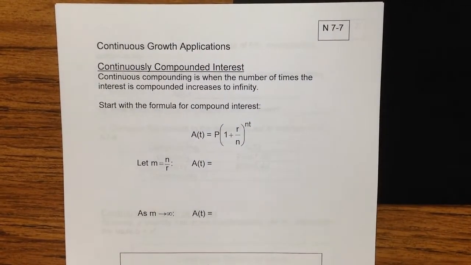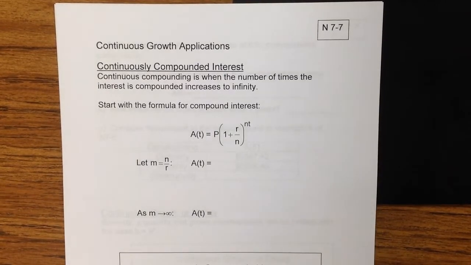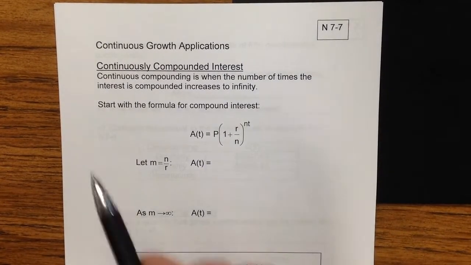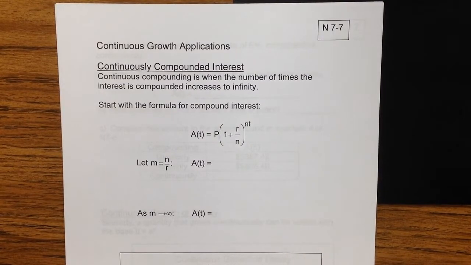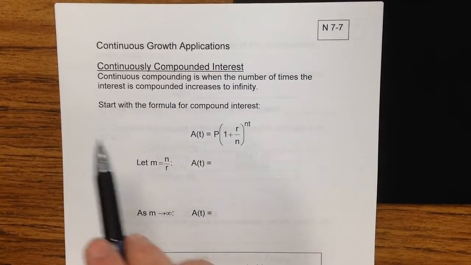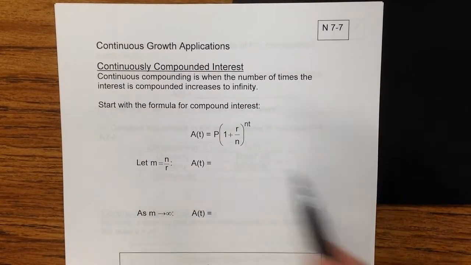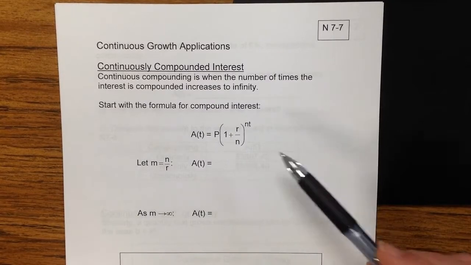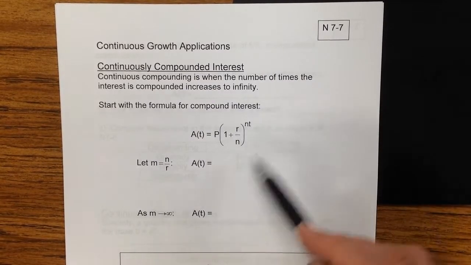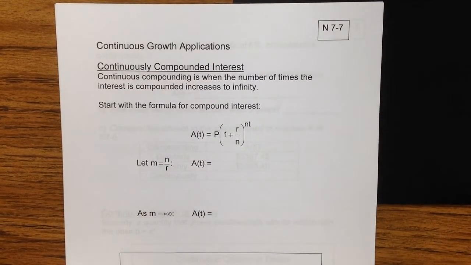So, continuously compounded interest. Continuous compounding is when the number of times the interest is compounded increases to infinity. So we're going to show you why this is what it is before we get to the formula itself. Start with the formula for compound interest. We have here A of t is equal to P times 1 plus r over n to the nt power, which we had in the last lesson.